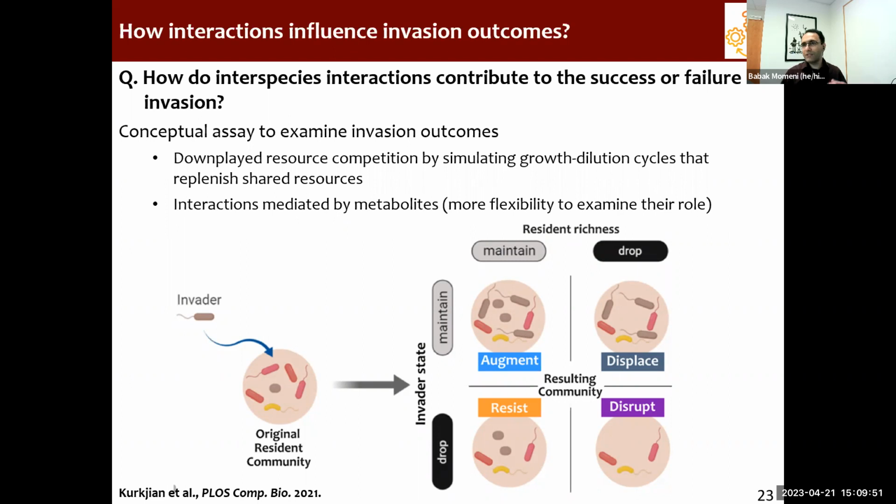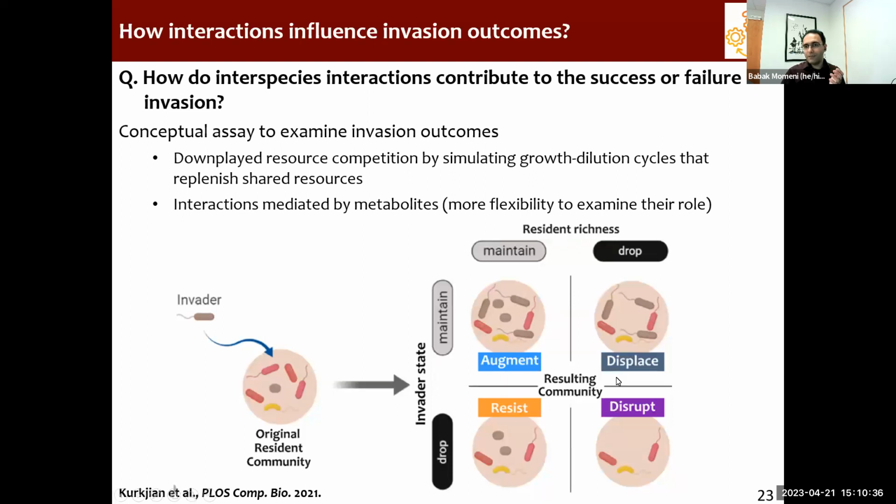So the shared nutrients in the environment are constantly being supplied. It's closer to a continuous culture situation, and in those cases, we don't expect too much effect from just background resources provided by the environment. The other thing that we did was look at interactions that were mediated through metabolites. The idea was that this would give us more flexibility to examine what happens if something is not being consumed or is not being produced, compared to the basic Lotka-Volterra type model, which has only one interaction coefficient to play with.